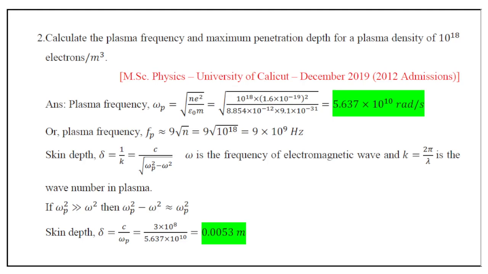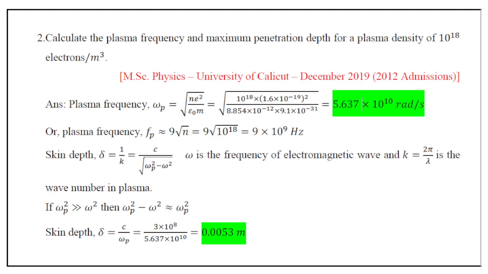The first problem is, calculate the plasma frequency and the maximum penetration depth for a plasma density of 10¹⁸ electrons per meter cube. So omega P is equal to root of Ne square by epsilon 0 m. So it is equal to 10¹⁸, and e is the charge of electron, epsilon 0, then m is the mass of the electron. So we will get the answer. Or we can find the plasma frequency in hertz by using 9 √N. So it will be 9 × 10⁹.